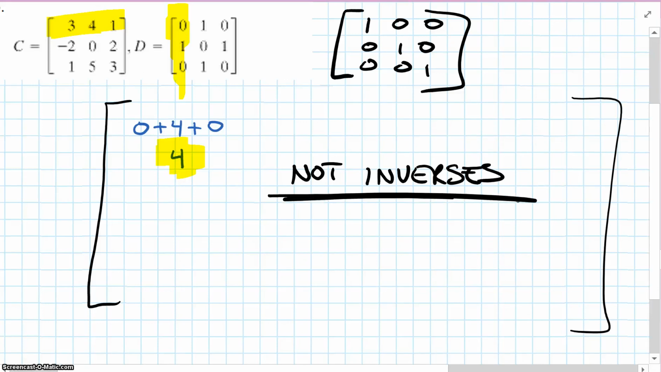They're not inverses. All right, so that's today's lesson, talking about finding the determinants of 3 by 3 matrices and finding out whether two 3 by 3 matrices are inverses of each other. Okay? When we get back, we'll continue our lesson on matrices.